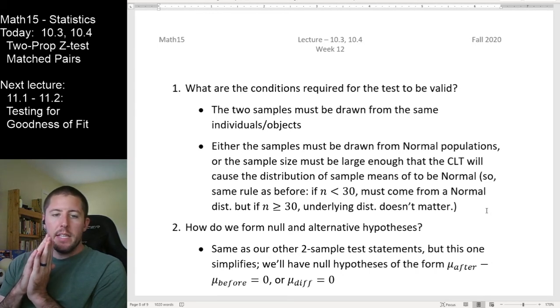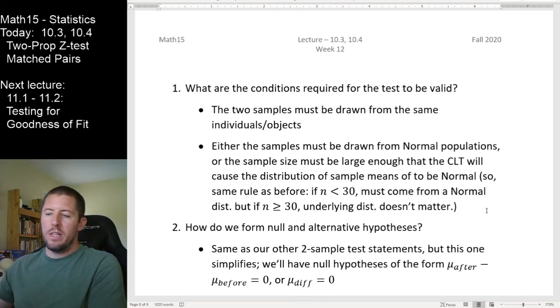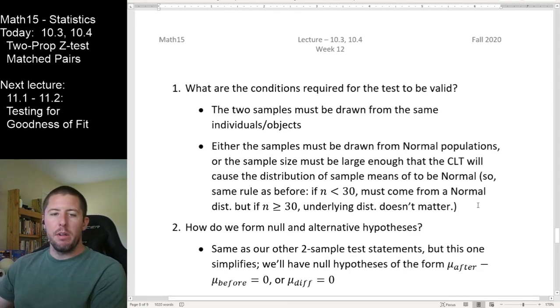If the sample size is less than 30, then it needs to come from a normally distributed population. On the other hand, if our sample size is at least as big as 30, then we don't care what the underlying distribution is. The sampling distribution of the sample means will be normal even if the underlying one wasn't. And it's very typical in our matched pairs examples to see these small sample scenarios. That's what we'll see for our example.